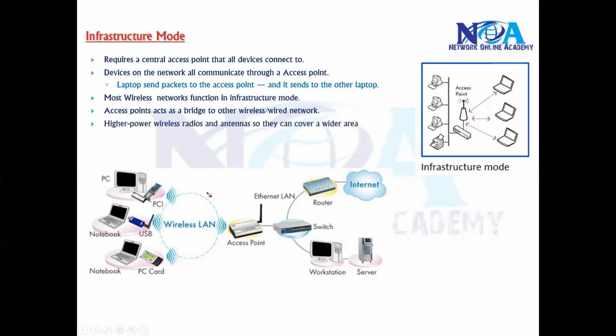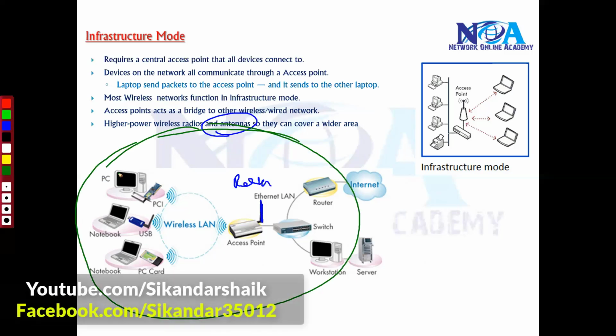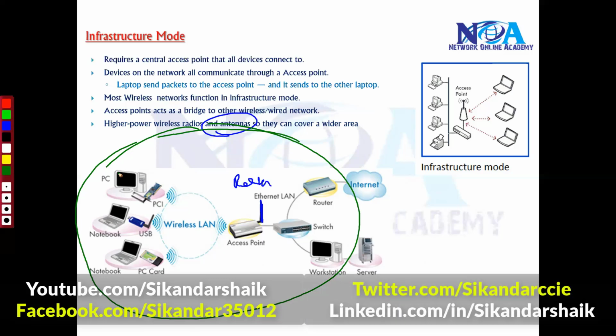Again, this access point will have some kind of antennas. This antenna is going to radiate some kind of signals. So there will be some kind of coverage area. And as long as you are within that coverage area, you will be able to connect to that particular access point and you can be a part of the network.